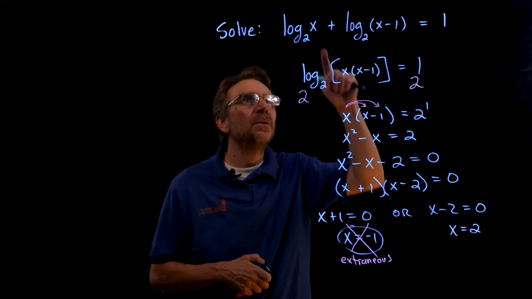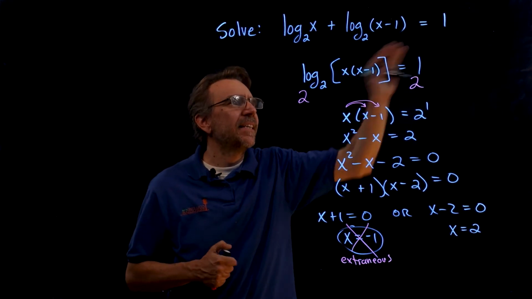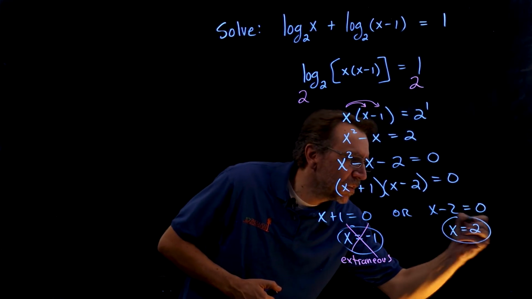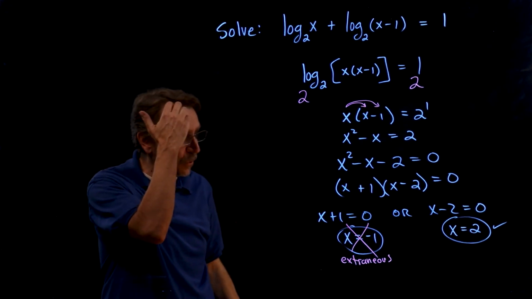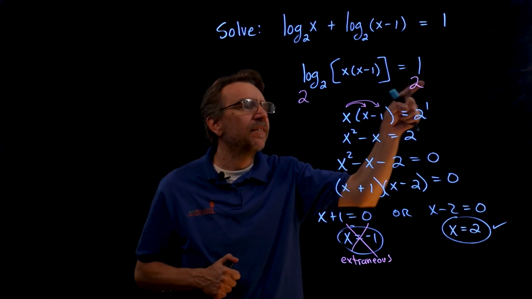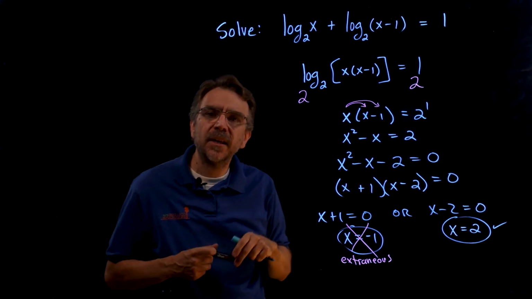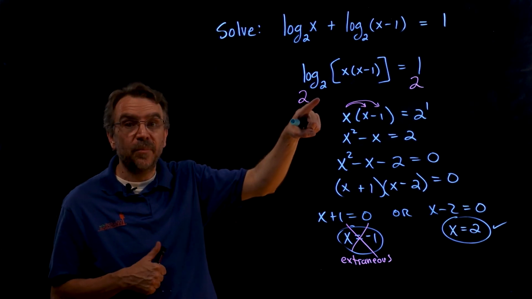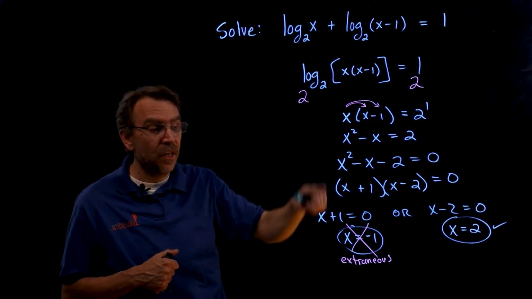Now, when I check 2, I can plug it in and see that it does work. So we did get one solution on this one, x equals 2. So you want to look out for that. When you apply the definition or use the one-to-one property for exponentials, you do introduce the possibility for extraneous solutions. So do check.